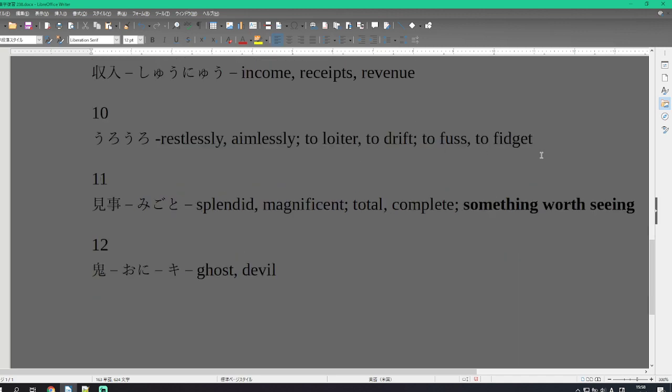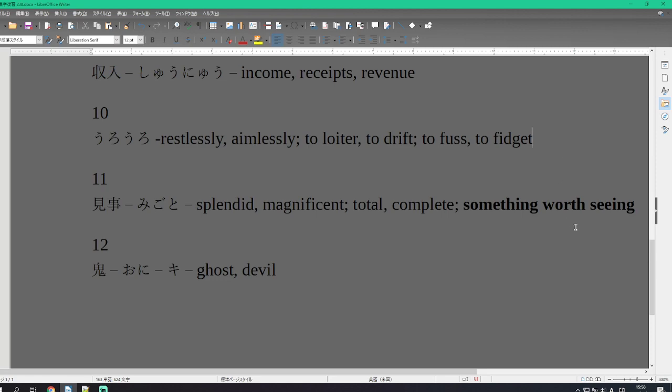Number 10, no kanji here. This is uro uro. Restlessly, aimlessly, to loiter, drift, fuss, or fidget. Something I do a lot these days, unfortunately. Uro uro. To drift, wander, aimlessly loiter around somewhere.